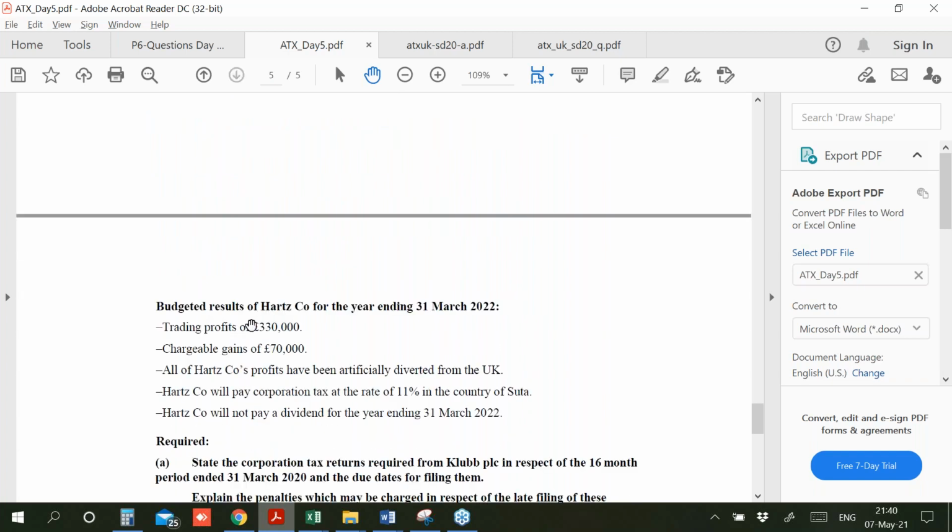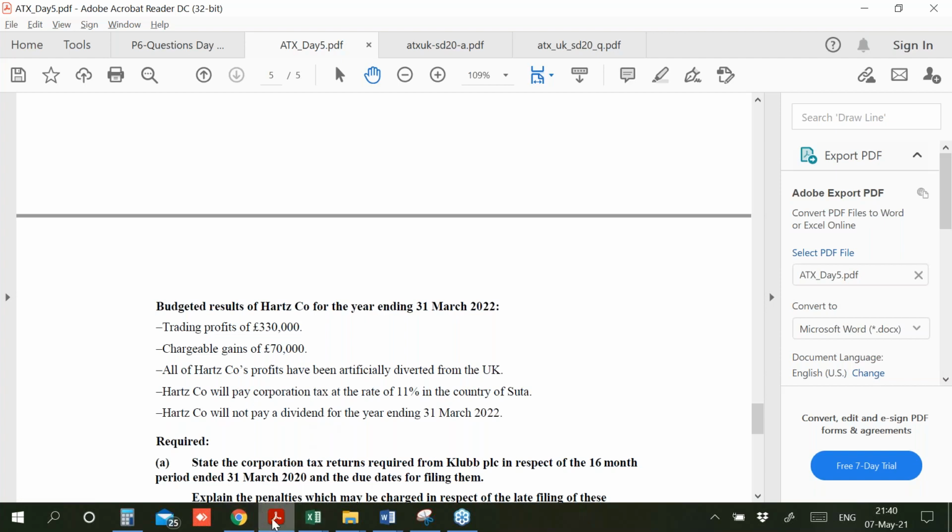Budgeted results are trading profit of 330,000 and chargeable gains of 70,000. All of the Hertzco profits have been artificially diverted from the UK. So that you can see as well. That is another condition. Hertzco will pay corporation tax at the rate of 11% in the country of Suta and will not pay a dividend.